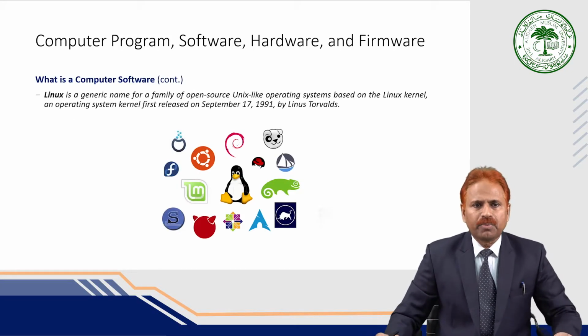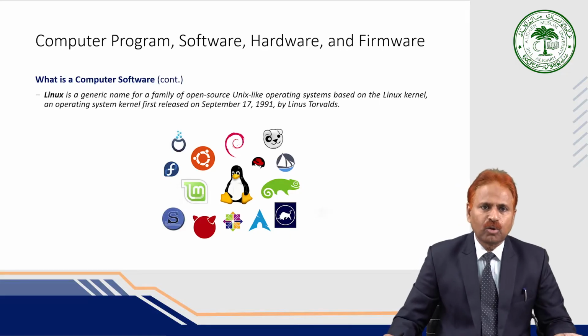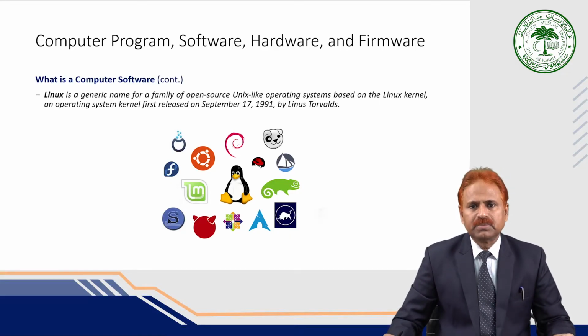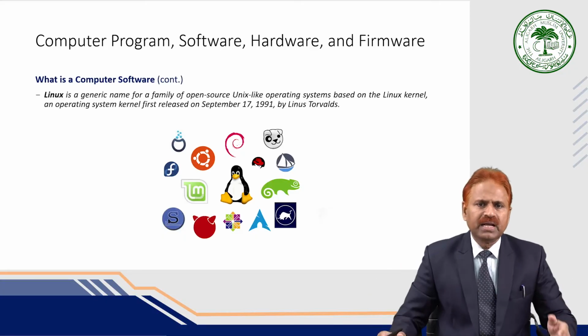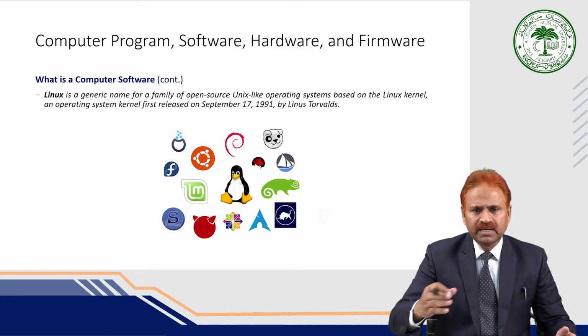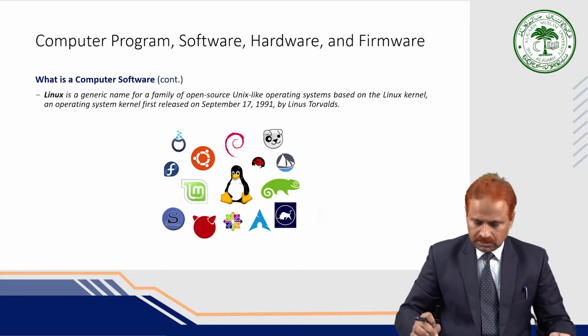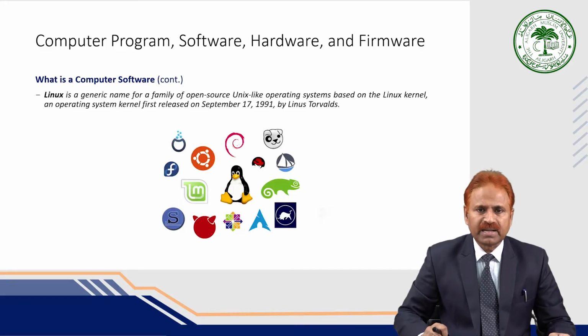Linux is another example of operating system. It is a generic name for the family of open source Unix-like operating systems based on the Linux kernel, an operating system kernel first released on September 17, 1991 by Linus Torvalds. So this is based on community development, and we have various versions of Linux operating system. You might have heard some of the names: Ubuntu, Red Hat, and these are some of the variants of the Linux operating system.